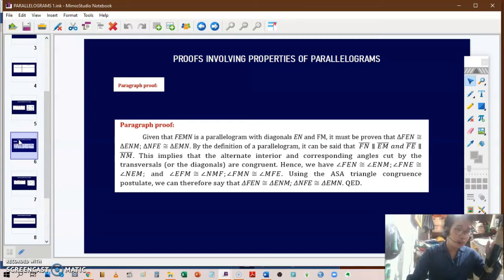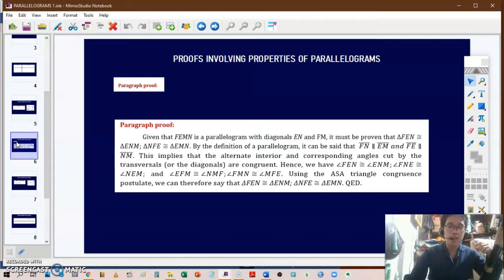There are two types of proof that we've already discussed in our previous lessons during the first quarter: the paragraph proof and the two-column proof. But we've been using the two-column proof extensively in our previous lessons for module 1 and module 2, and also in the previous lessons in our first quarter modules. So here is an example of a paragraph proof.